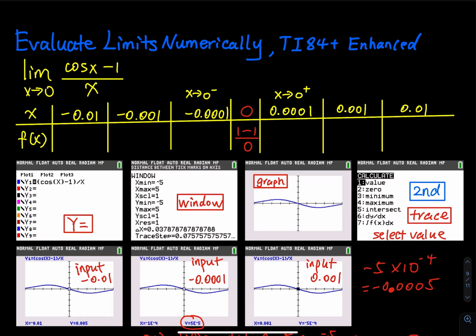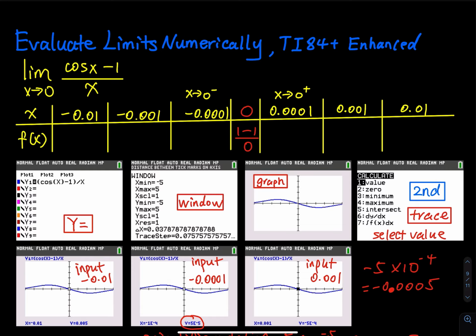So let's take a look at the left side and the right side. I'm picking some numbers on the left-hand side of 0, numbers like negative 0.1, negative 0.01, negative 0.001, and negative 0.0001. And then on the right-hand side, I have 0.1, 0.01, 0.001, and 0.0001.